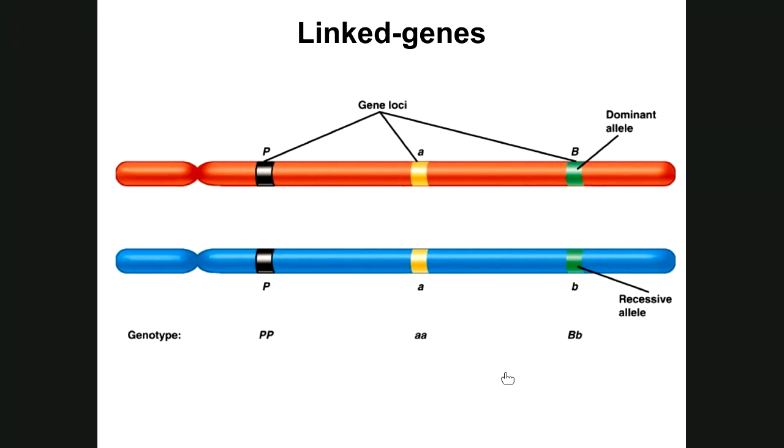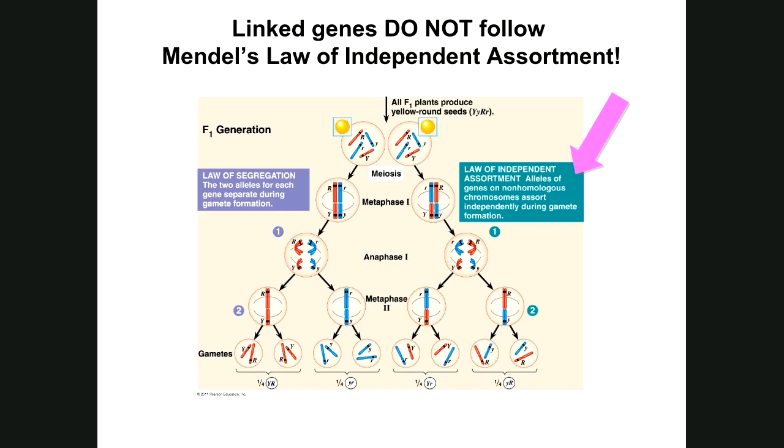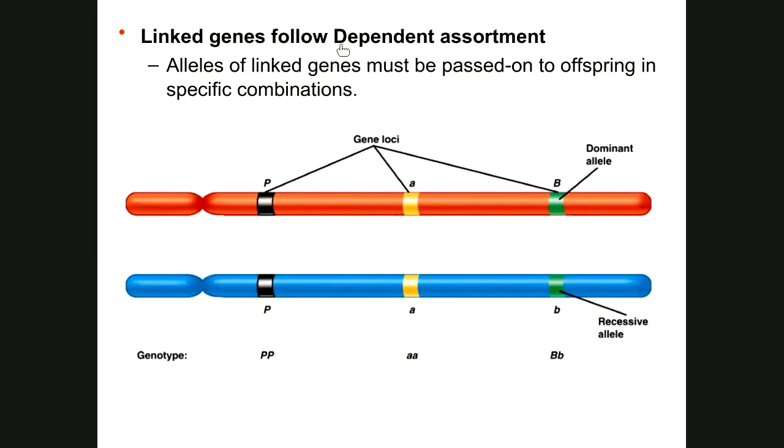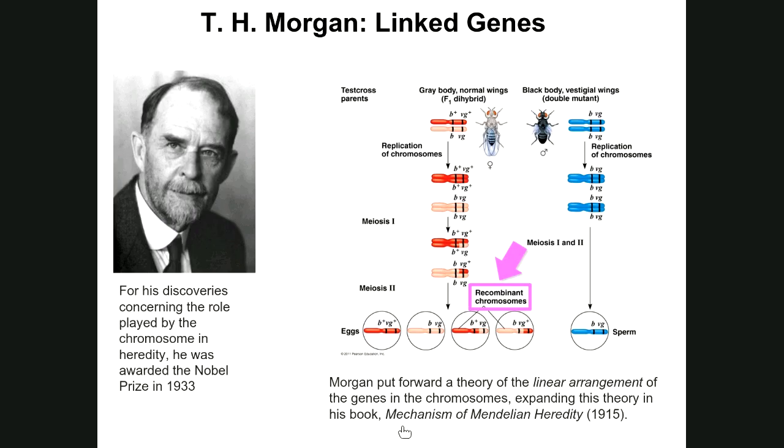The person credited with identifying linked genes is a man by the name of Thomas Hunt Morgan. Linked genes do not follow Mendel's law of independent assortment. Instead, linked genes follow his other hypothesis, dependent assortment. Now, the man credited with discovering linked genes was going by phenotype, and not only was he going by phenotype with a different species, but he also did not believe DNA could ever be the compound through which traits are passed on.